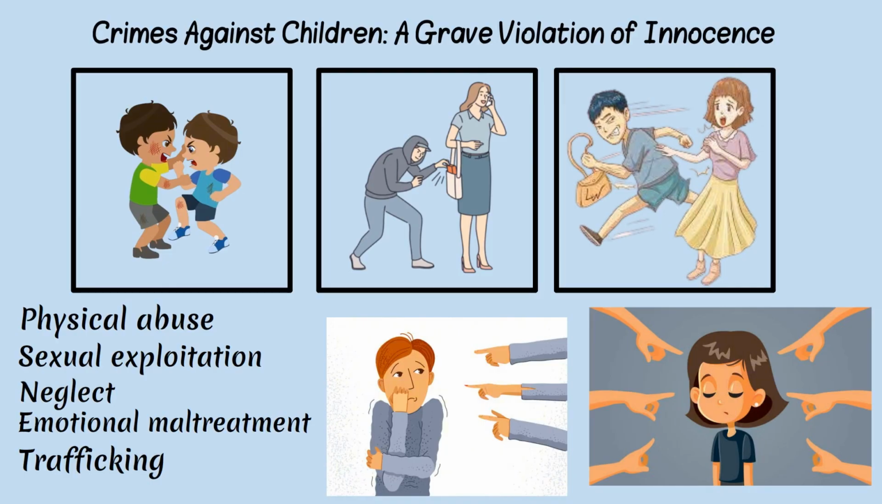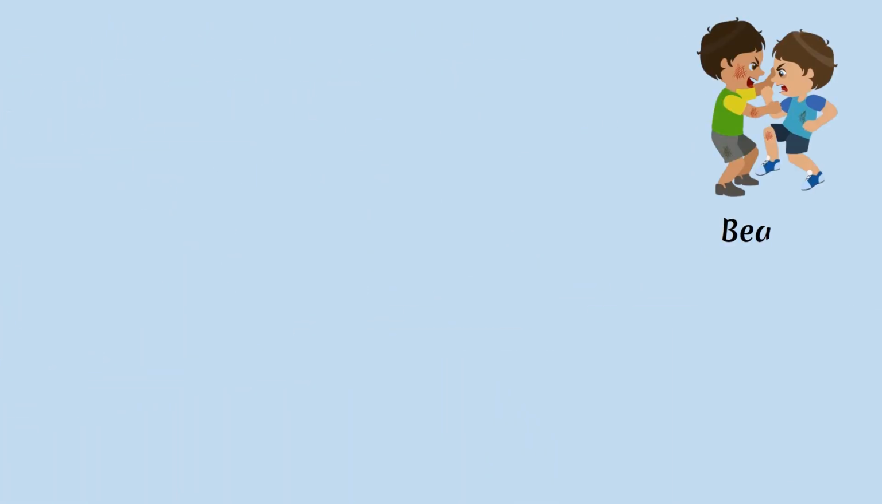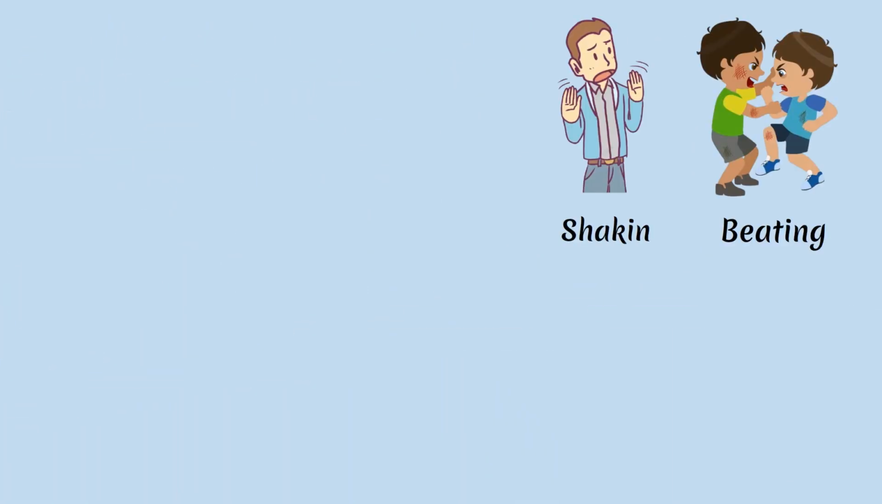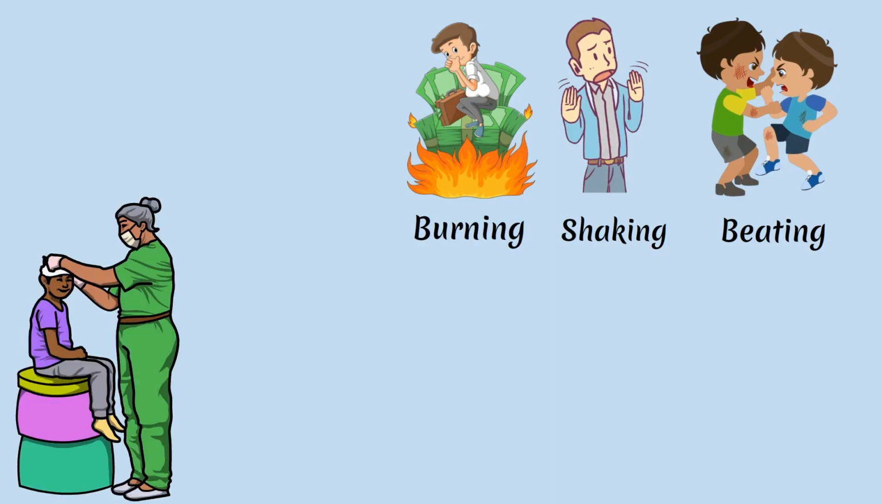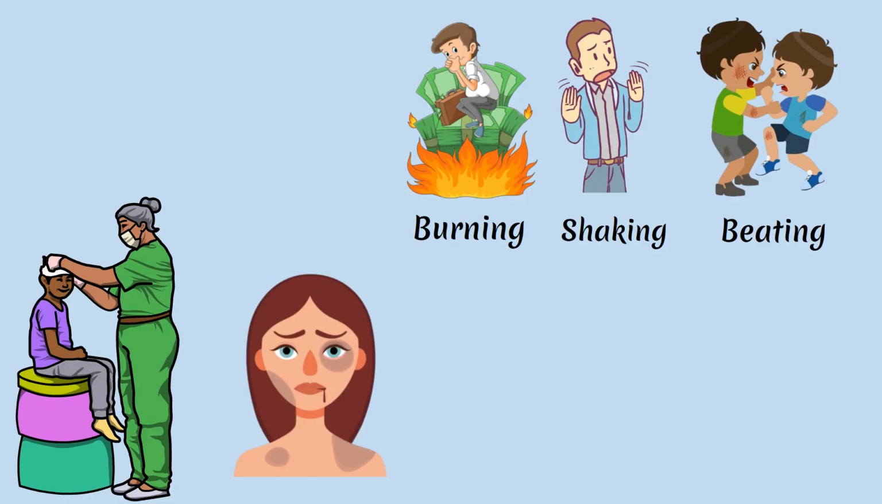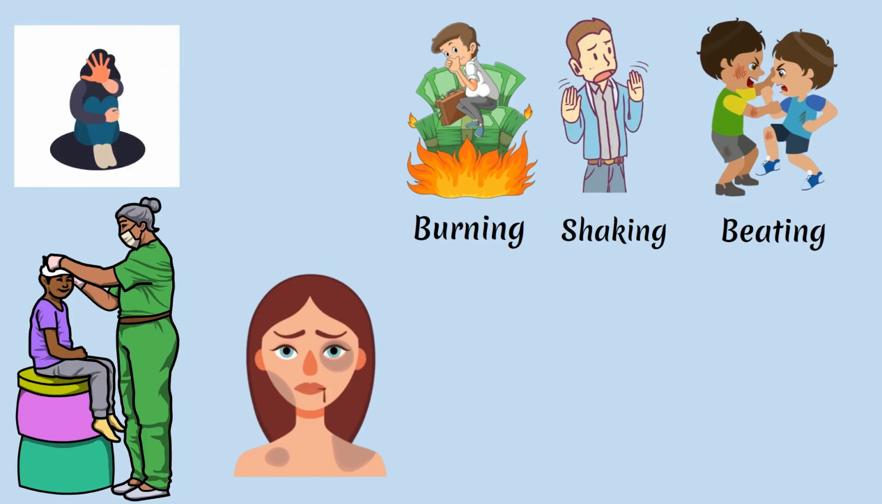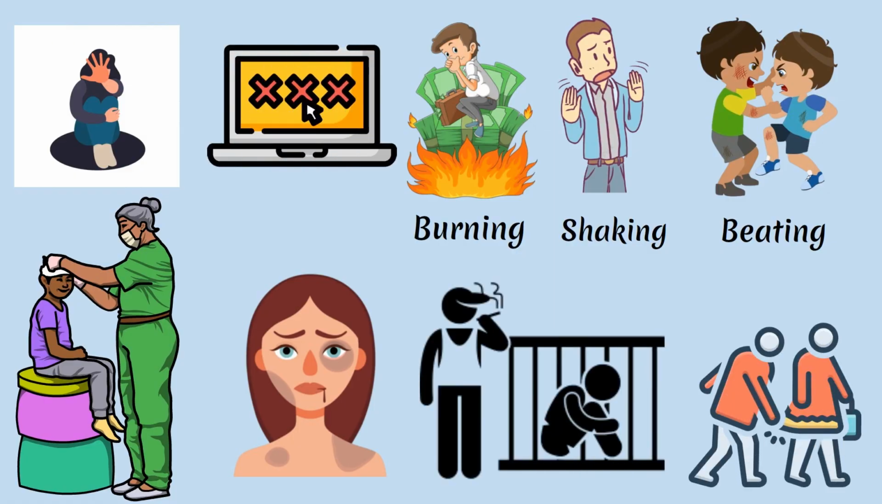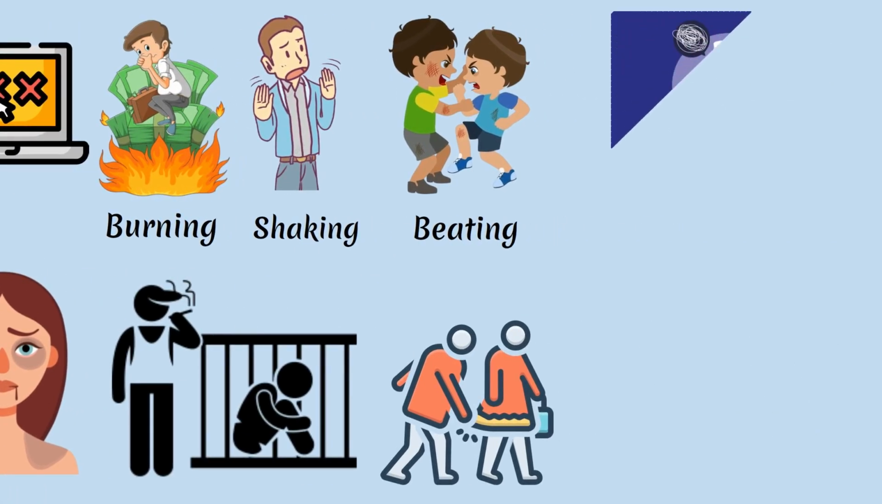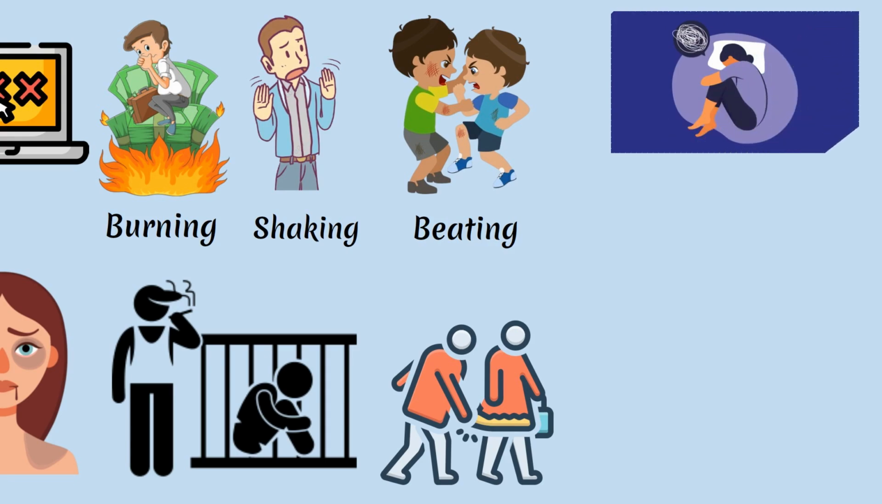Physical abuse involves deliberate infliction of harm through acts such as beating, shaking, or burning. This form of abuse not only causes immediate physical injuries, but also often leaves lasting psychological scars. Sexual exploitation, another grievous offense, includes acts such as child pornography, molestation, and sex trafficking. Such crimes not only rob children of their dignity and security, but also create deep-rooted emotional and psychological trauma.